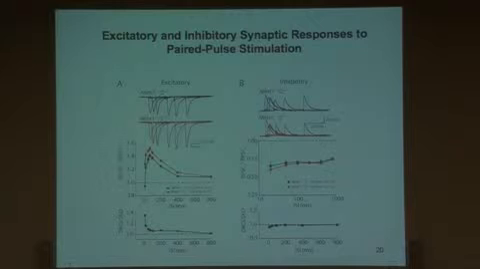They continued to look at this further, and they did paired-pulse facilitation in the excitatory synapse as well as the inhibitory synapse, and they found that there was an increase in paired-pulse facilitation. An increase in paired-pulse facilitation means there's a decrease in presynaptic release, because they're inversely proportional. And we did not find changes in the inhibitory paired-pulse depression.